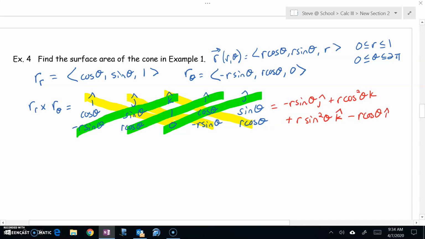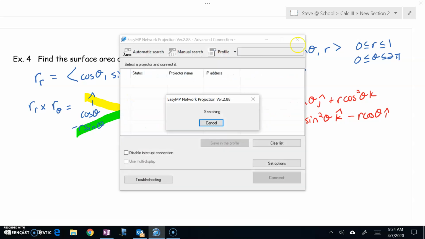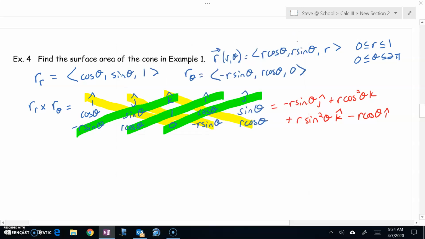So therefore, the cross product, I'm opening things left and right. This is what happens when you're not on a table and you're just doing this in your lap here.